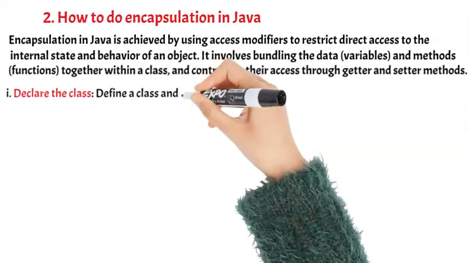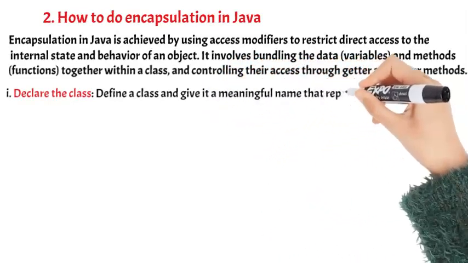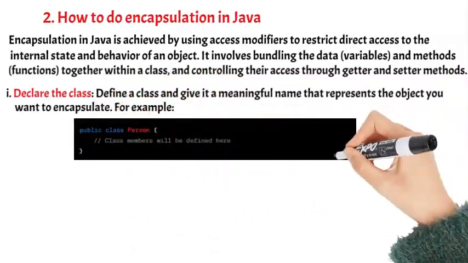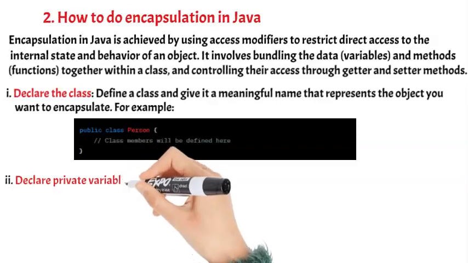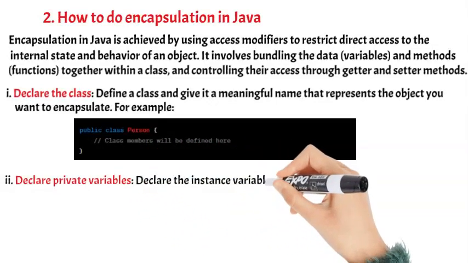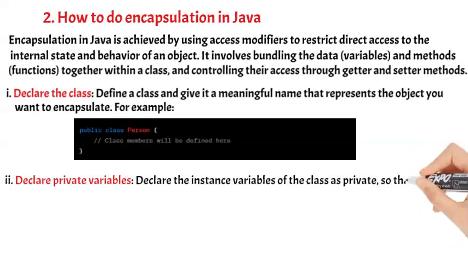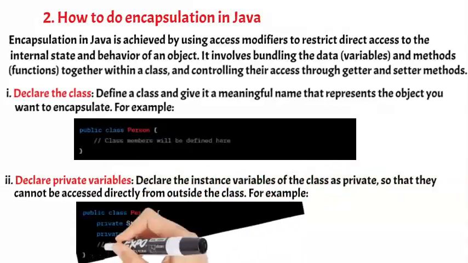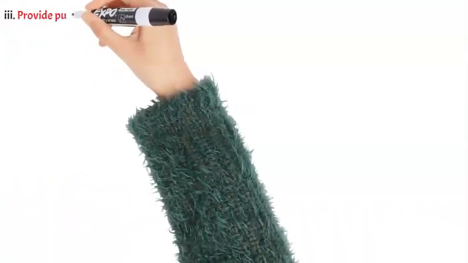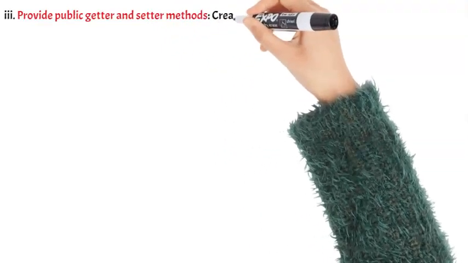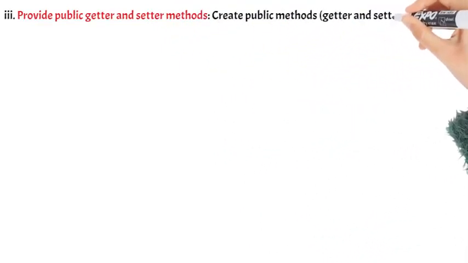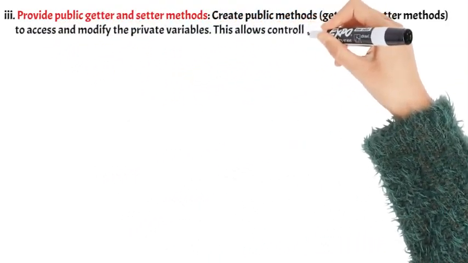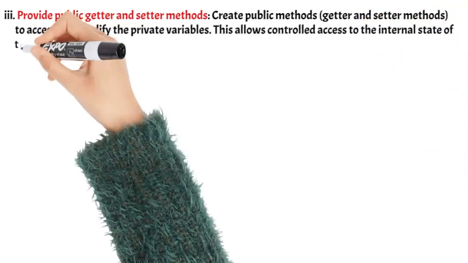1. Declare the class. Define a class and give it a meaningful name that represents the object you want to encapsulate. For example, 2. Declare private variables. Declare the instance variables of the class as private so that they cannot be accessed directly from outside the class. For example, 3. Provide public getter and setter methods. Create public methods, getter and setter methods, to access and modify the private variables. This allows controlled access to the internal state of the object.